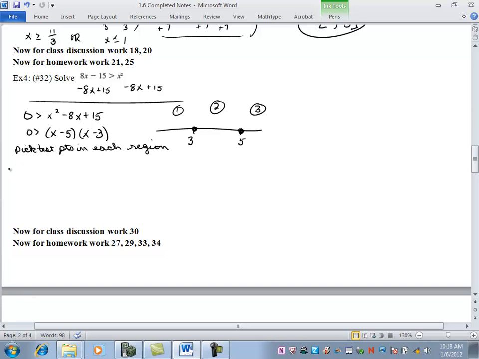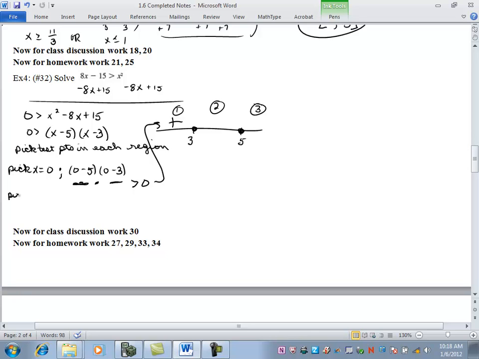So let's pick, for the first region, x equals 0. Now when I do that, I get 0 minus 5 times 0 minus 3. This is a negative times a negative. This is going to be greater than 0. So this is going to cause me to put a plus sign right there. And I know that all values of x less than 3 are going to cause this polynomial to be positive.